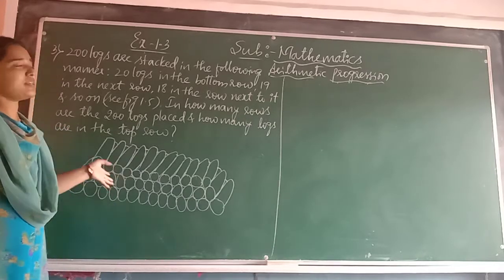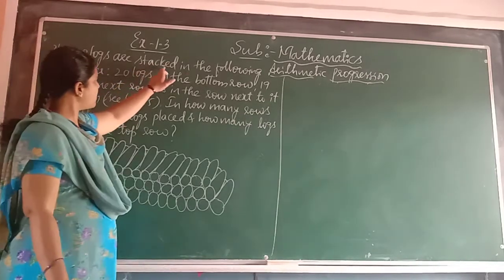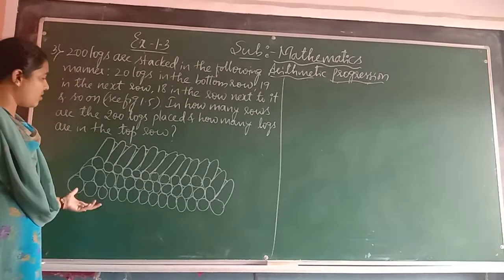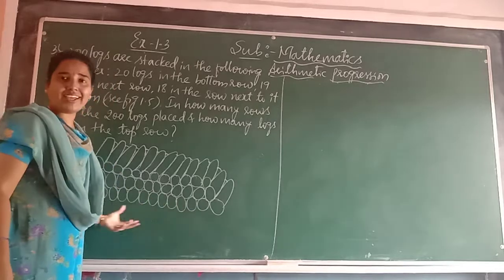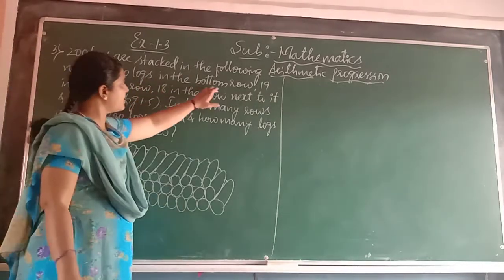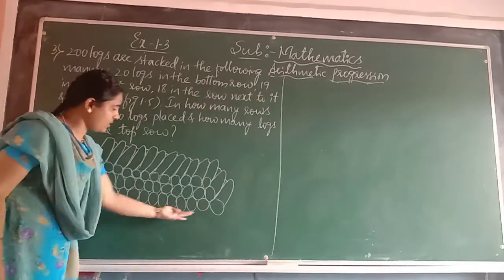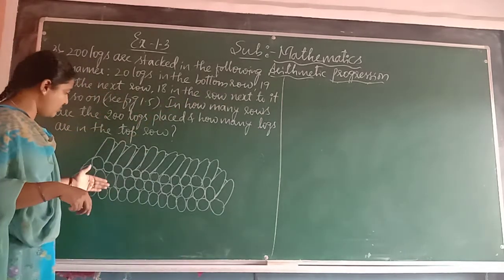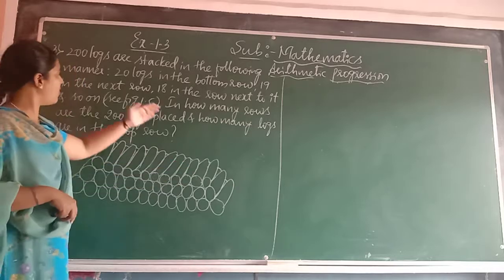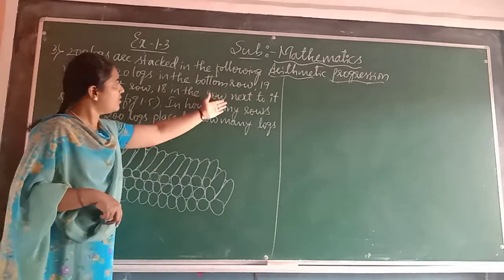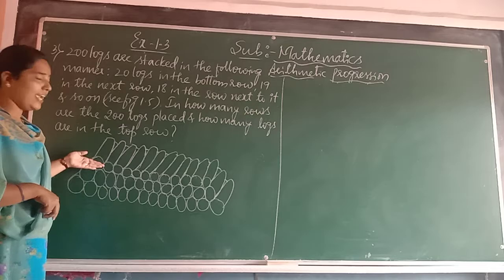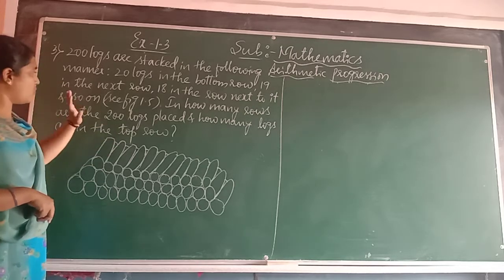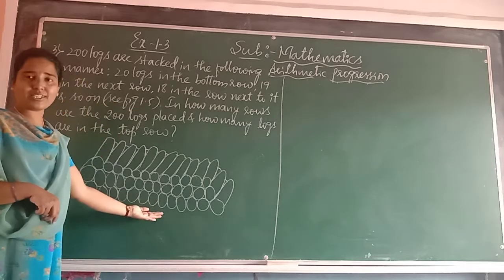The next problem is like this. 200 logs are stacked in the following manner. That is, 200 logs we were arranging in this manner. 20 logs in the bottom row. In the bottom row, 20 logs we arranged. 19 in the next row. To the next row we arranged 19 logs and 18 in the row next to it. Again 18 we were arranged above the 19 logs and so on. See the figure. The figure is like this.